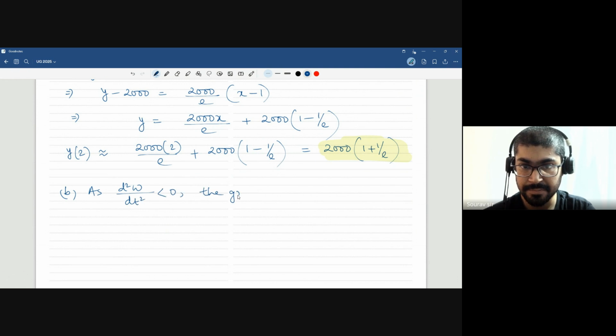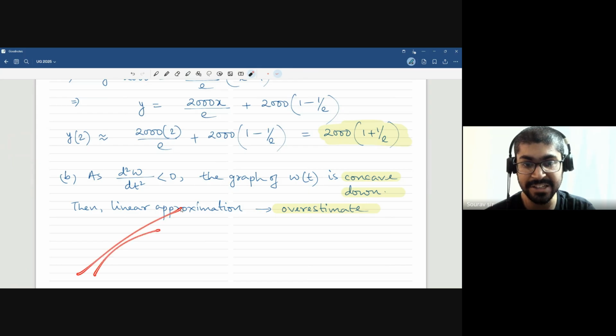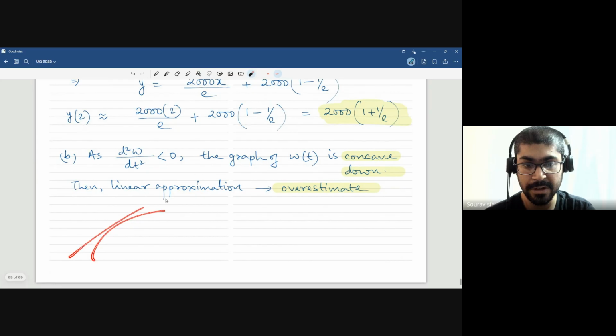The graph of W(t) is concave down. If it is concave down, then linear approximation is an overestimate. Agree? Because if the graph is like this, then whatever tangent you draw there will obviously be more. It will be an overestimate, right?